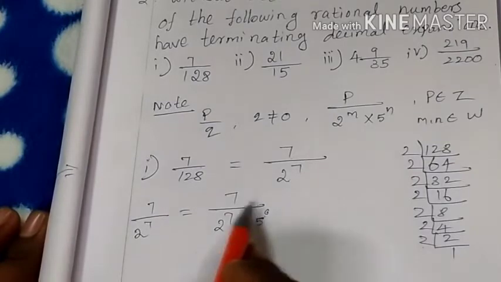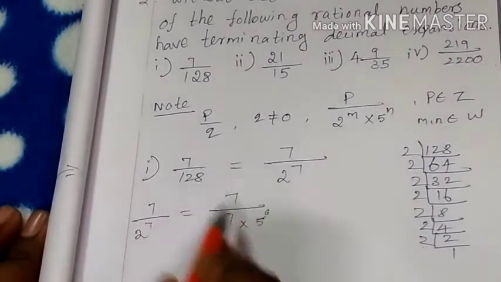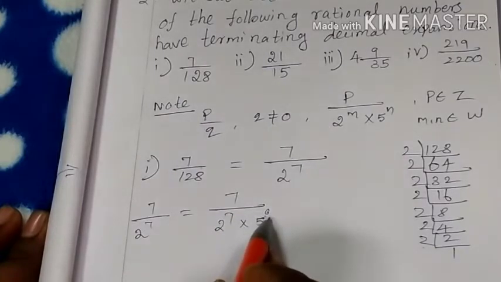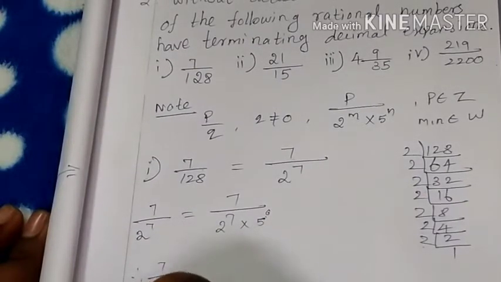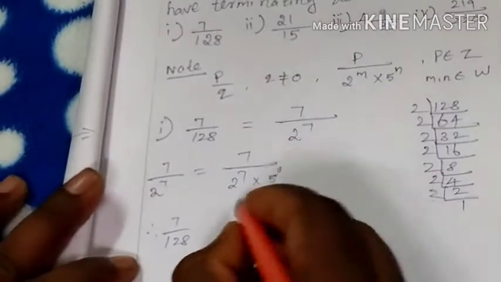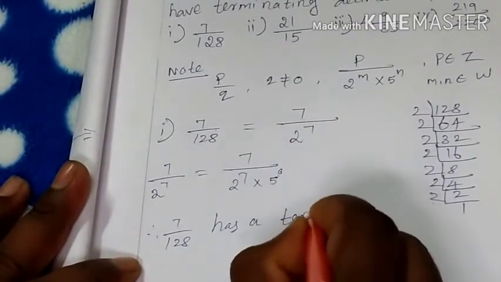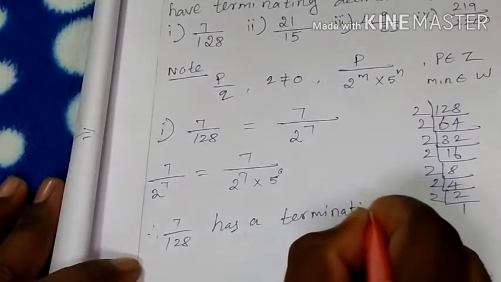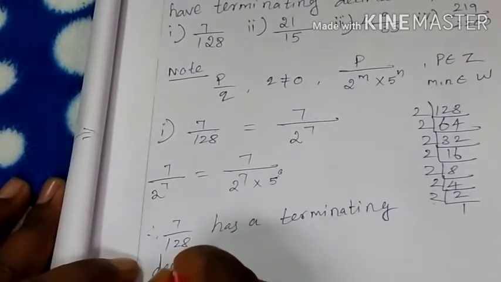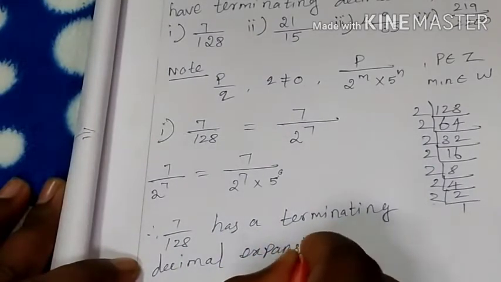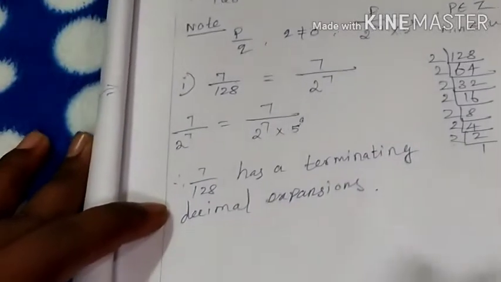Now we get that the given rational number can be written in the form p by 2 power m into 5 power n. So the given rational number will have a terminating decimal expansion. Therefore, 7 by 128 has a terminating decimal expansion. Have you understood the answer?